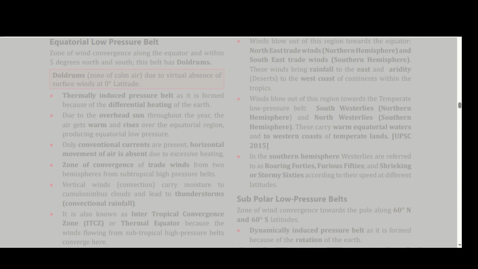Winds blow out of this region towards the equator: northeast trade winds in the northern hemisphere, and southeast trade winds in the southern hemisphere. These winds bring rainfall to the east and arid deserts to the west coast of continents within the tropics.